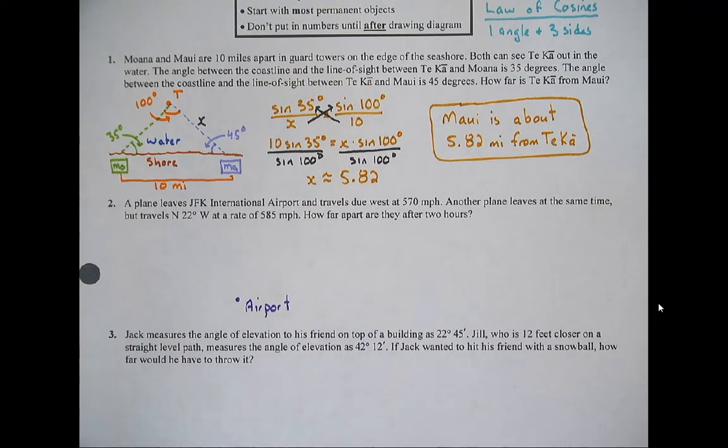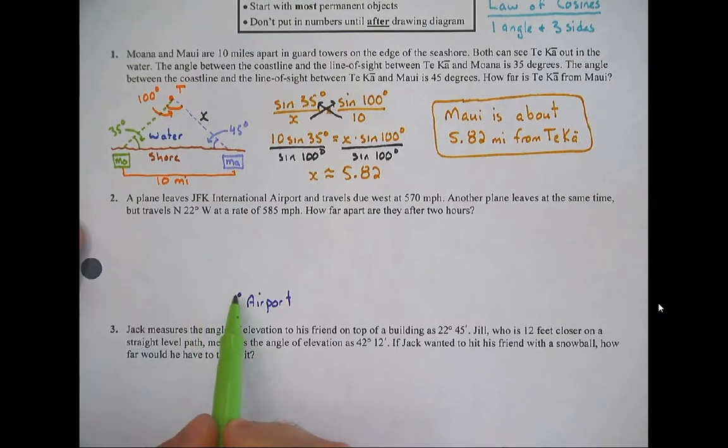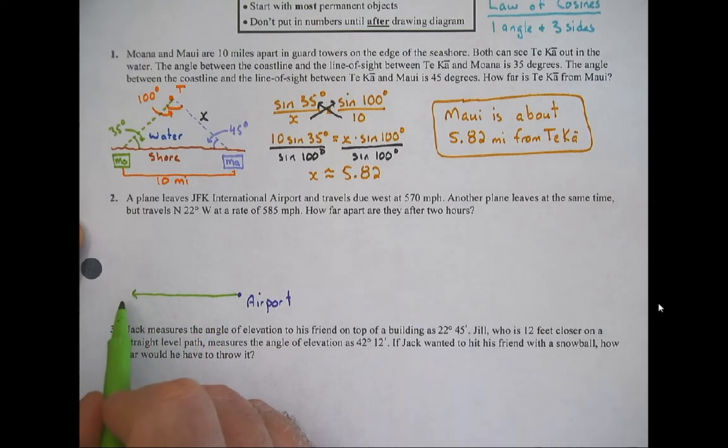The first plane, pretty straightforward how that one drives. It flies directly due west. So from here, it goes directly west. I'm going to call that plane A.